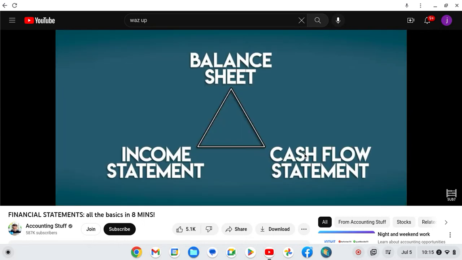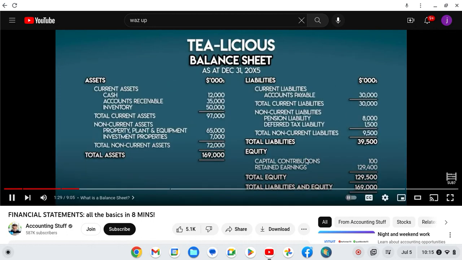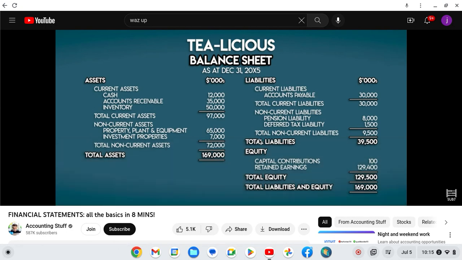The balance sheet is also called the statement of financial position, and it looks like this. In the header, we have the business's name, followed by the name of the financial statement. And directly below that, we have the point in time that we're looking at. Here, a snapshot of December 31st.